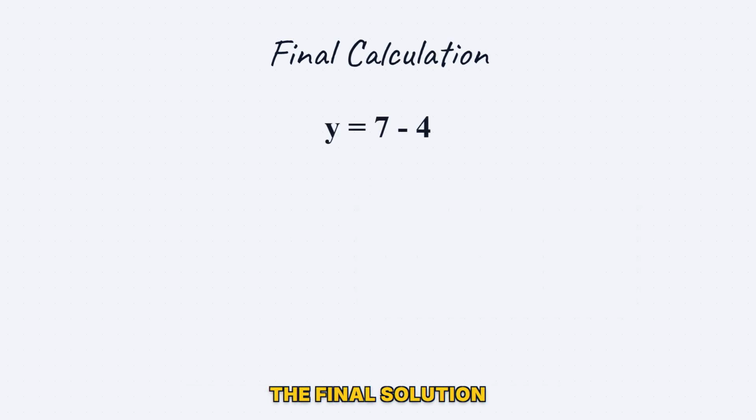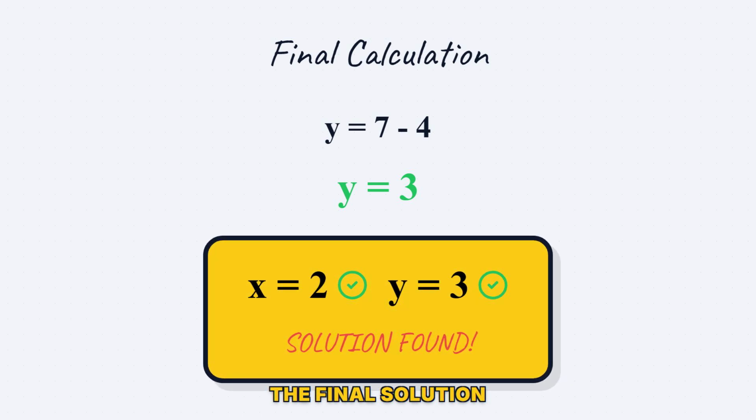Let's calculate the arithmetic line step by step. 2 times 2 equals 4. So our equation becomes y equals 7 minus 4. Subtract them cleanly, and boom! We get y equals 3. The textbook explicitly states our final solution pairs. The solutions are x equals 2, and y equals 3.